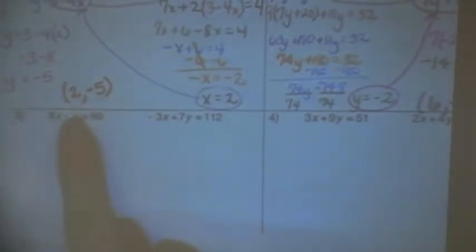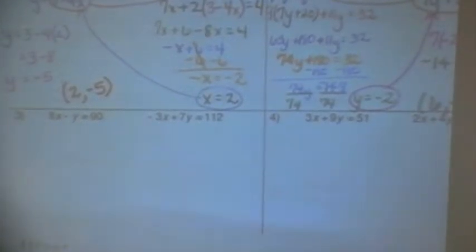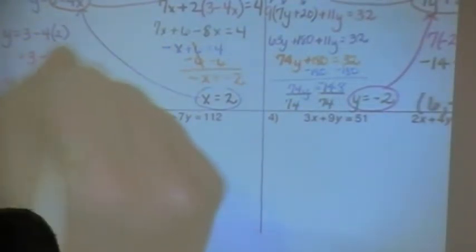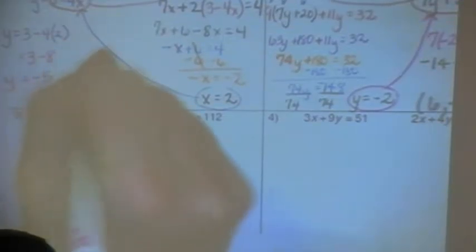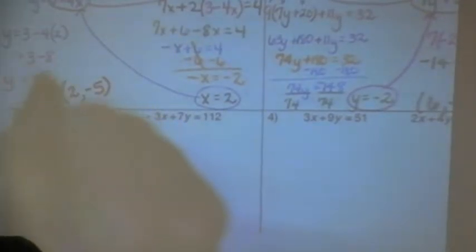Okay, so for number 3, we said first equation, solve for y. So we're going to get y by itself. This is actually a two-step process, but it's still the easiest one to do. I'm going to move the 8x over. That leaves me -y equals 90 minus 8x. But I need just y. So you do have to fix that, to change all the signs.